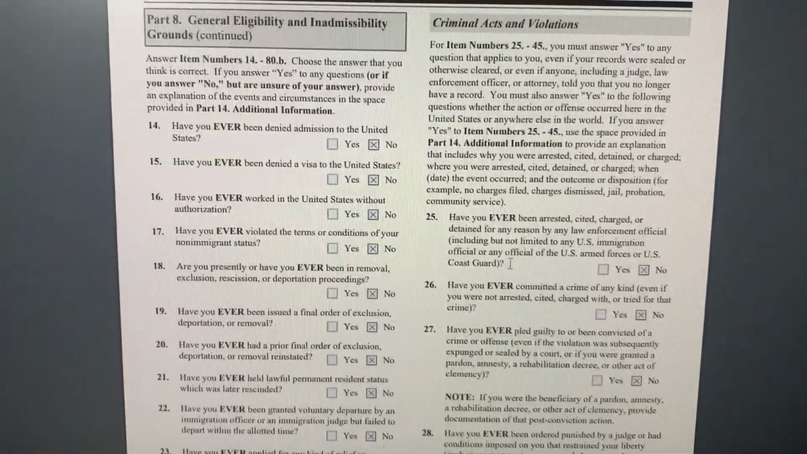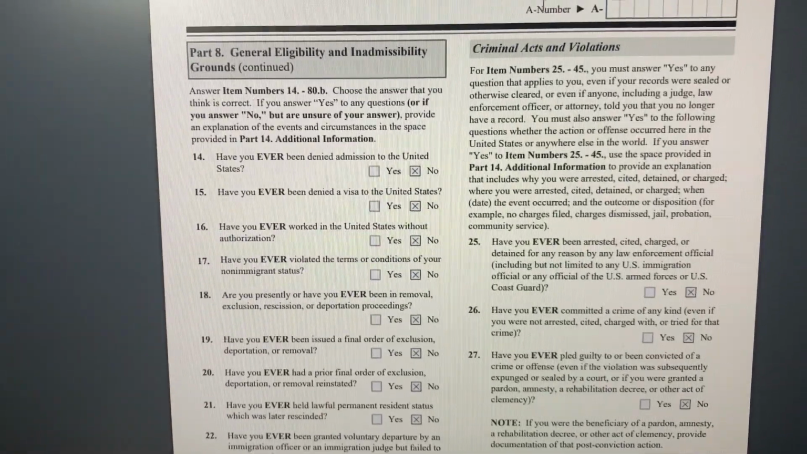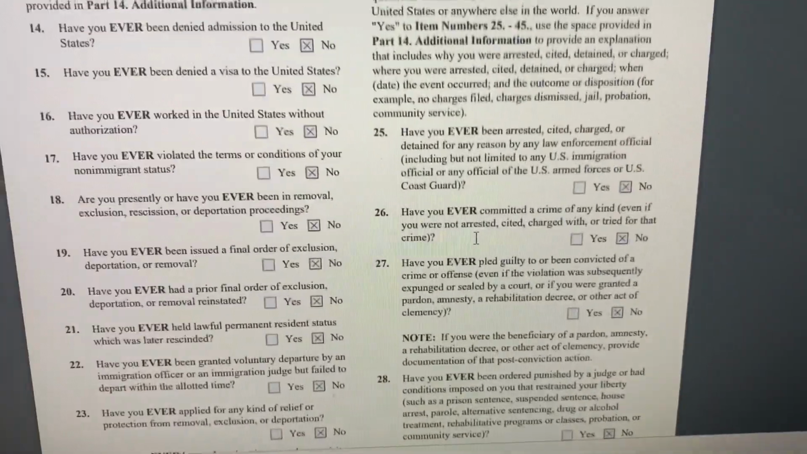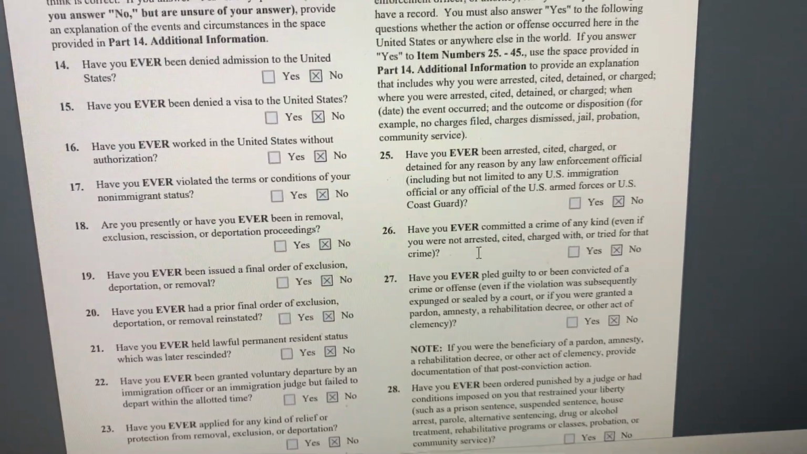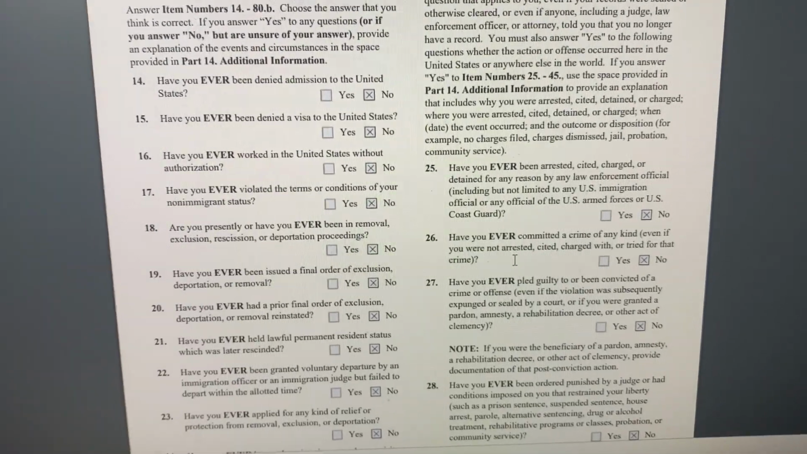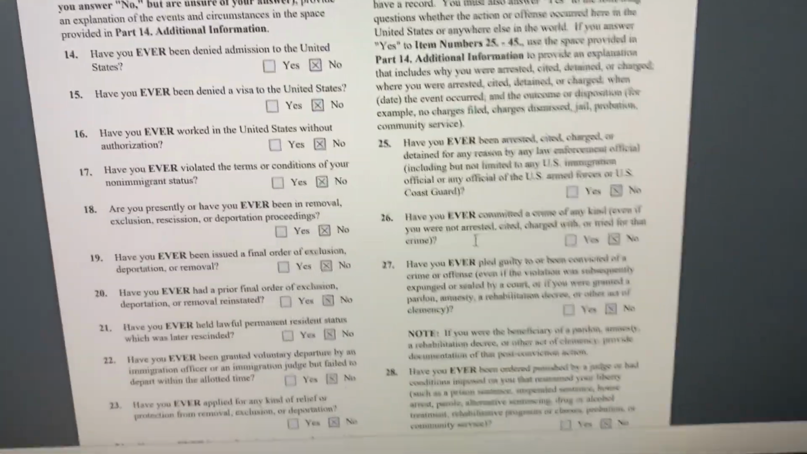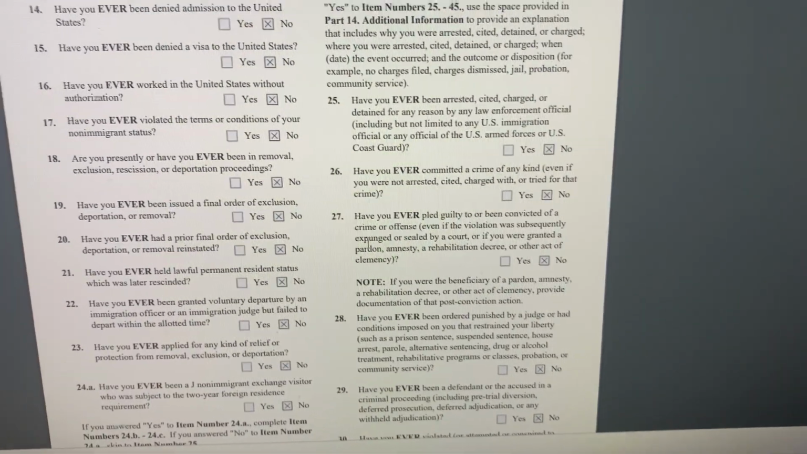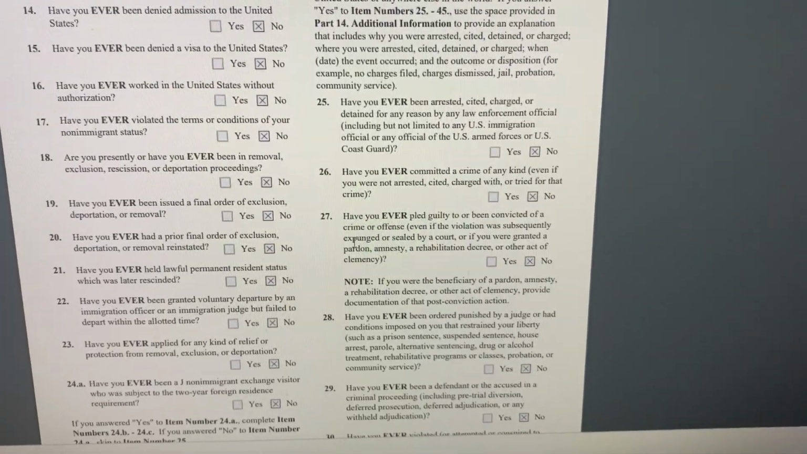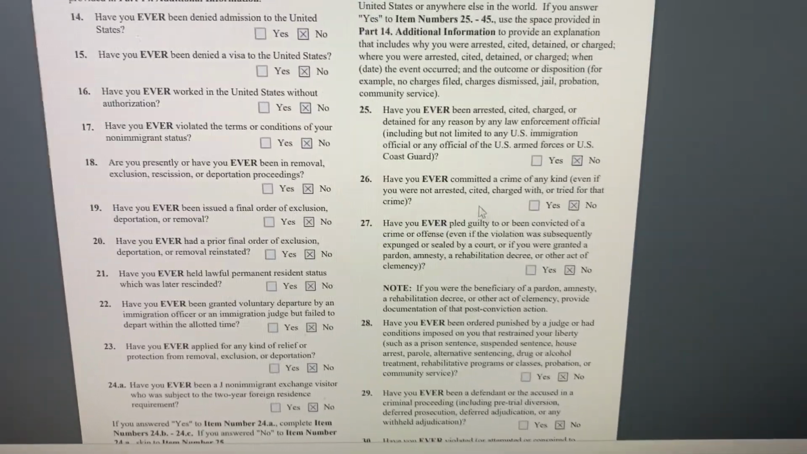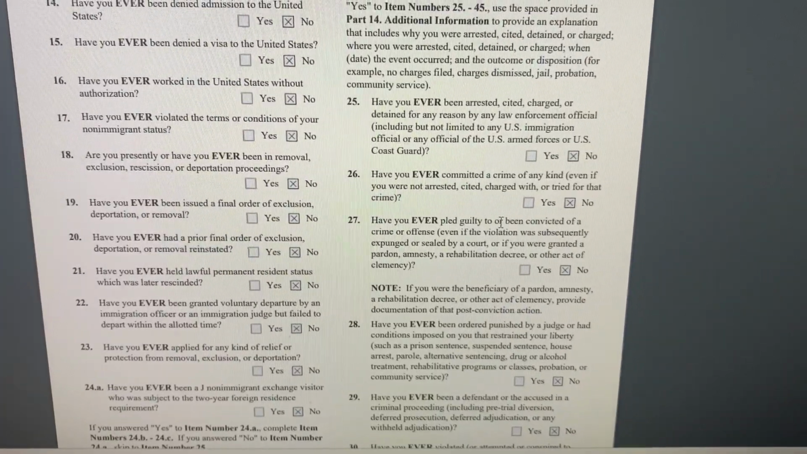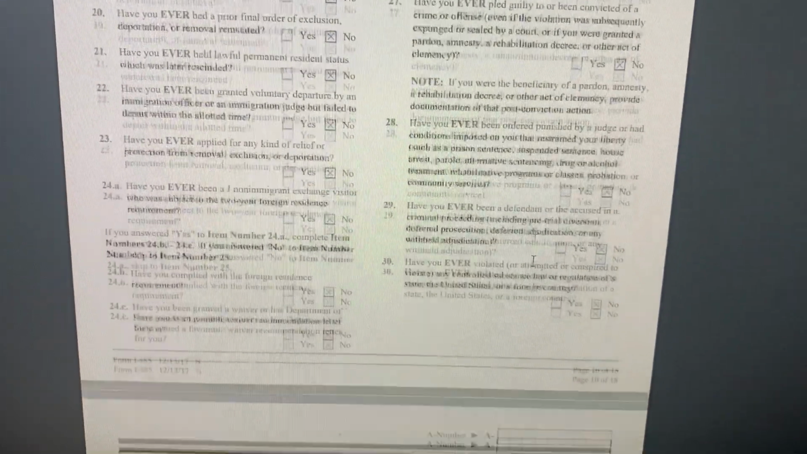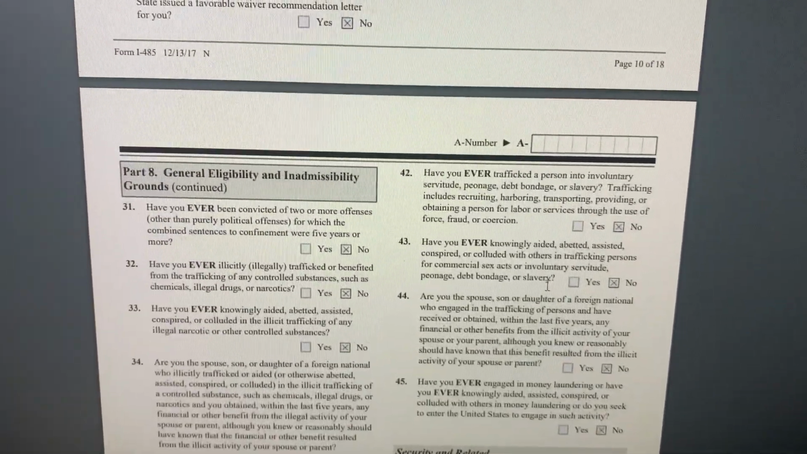And criminal acts and violations. This one, have you ever been arrested, cited, charged, or detained for any reason by any law enforcement official, including but not limited to U.S. immigration? No. This is on all criminal backgrounds. Have you ever committed a crime of any kind, even if you were not arrested, cited, charged, or tried for that crime? No. I've been really old school all my life. Never been involved in anything, fortunately.